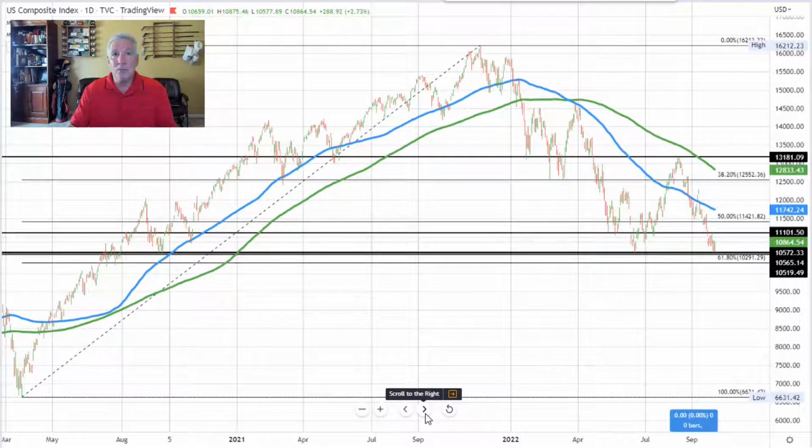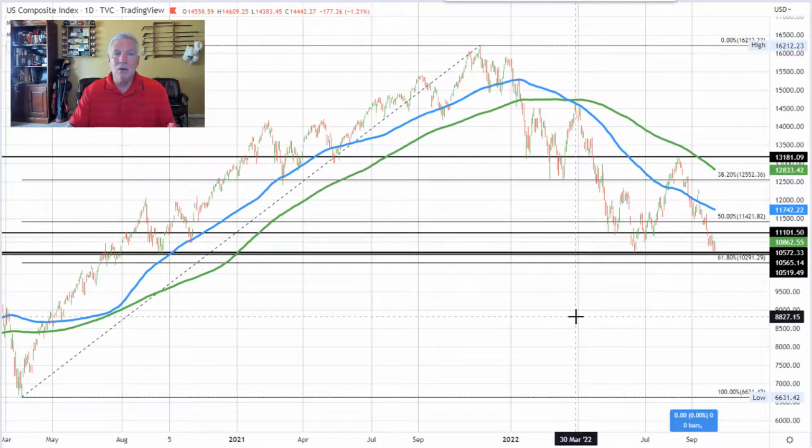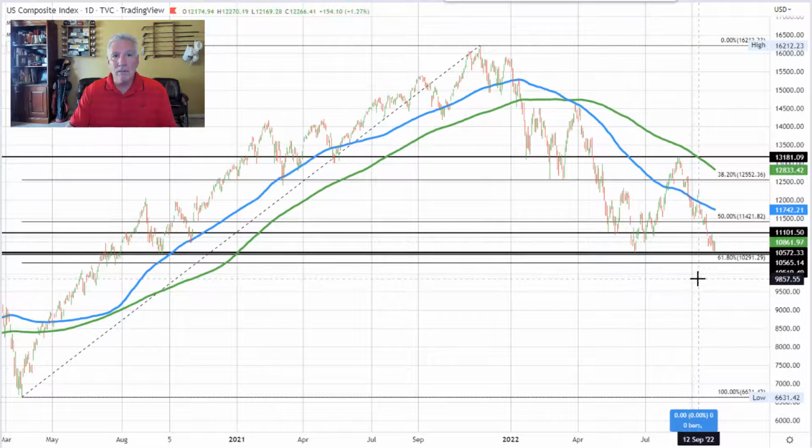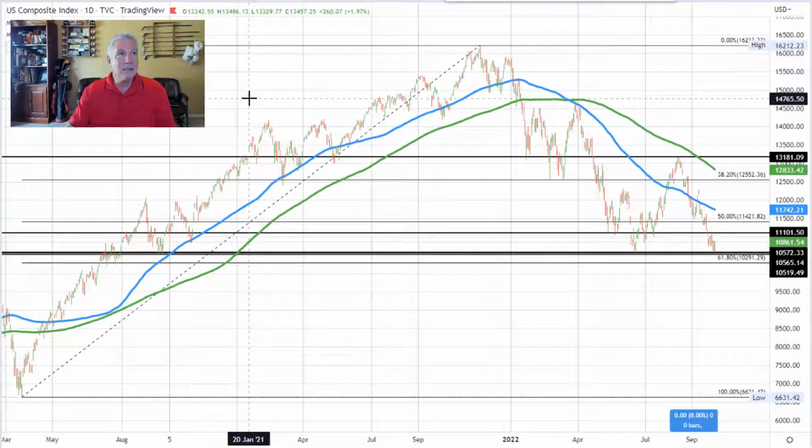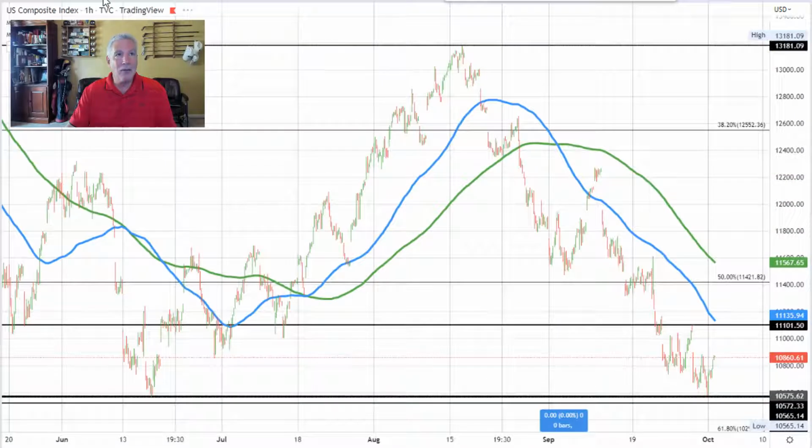That's 2.74%. That's above and moving away from the Friday's lows, currently trading at 10863, well away from the low prices that we saw on Friday at 10572, 10565, and 10519. So we're getting a bounce off the daily chart, getting a bounce off our lows here. That's positive news for the Nasdaq index. Now let's drill down and take a look at the hourly chart next.